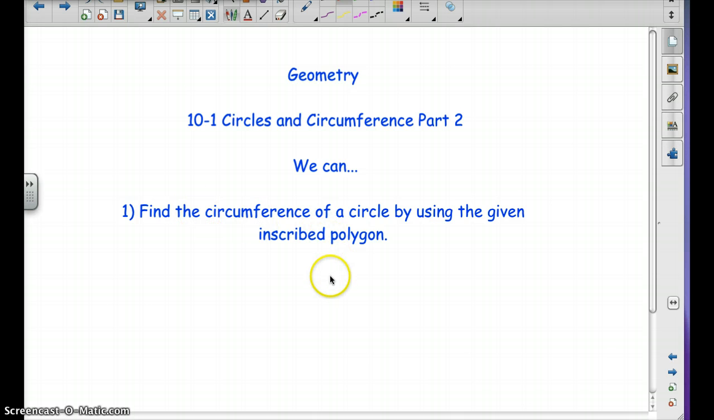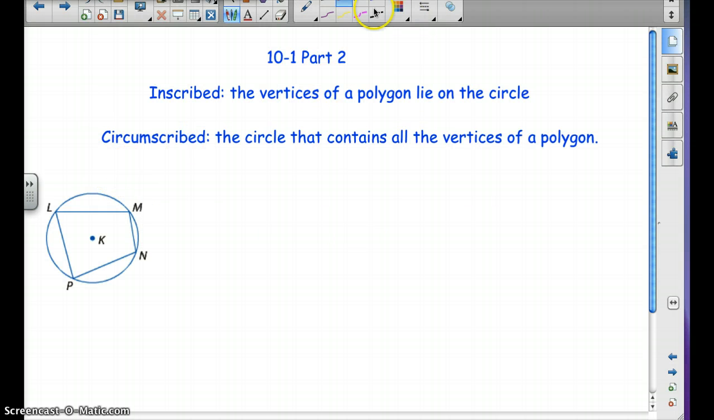We're going to find the circumference of a circle by using the given inscribed polygon. And we might add on to that a little bit, and you're going to see what I mean. So we have some more vocab words. We have inscribed. What does that mean? The vertices of a polygon lie on the circle. And again, this is in your packet. I know you can't really read that, but that says packet.